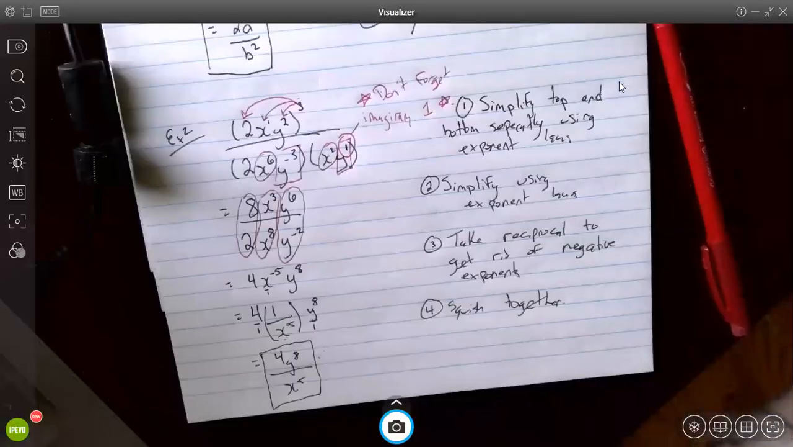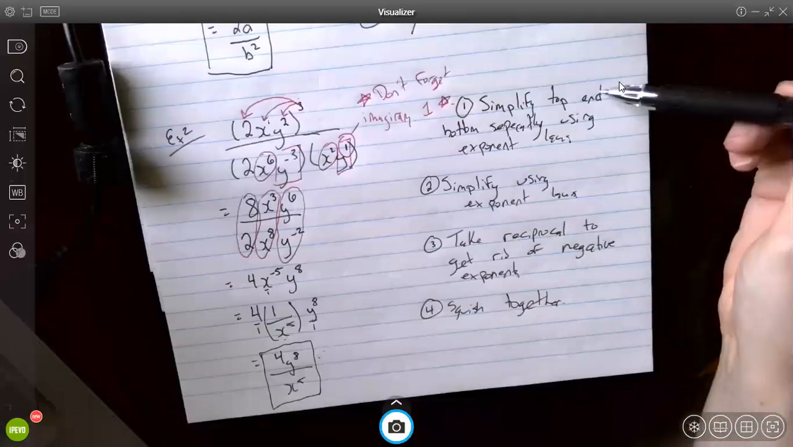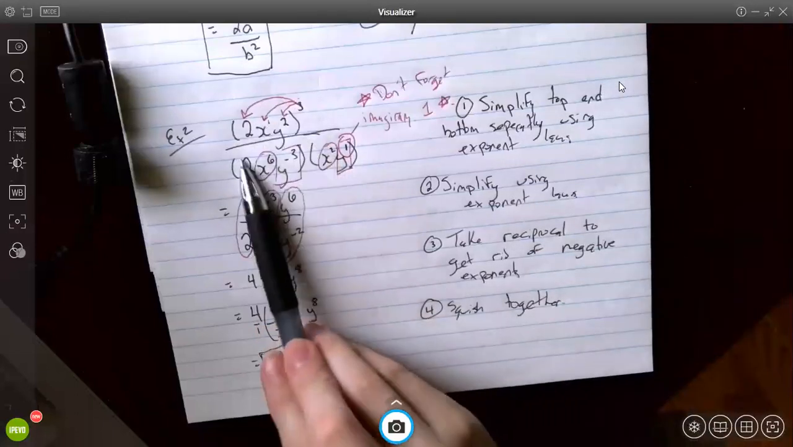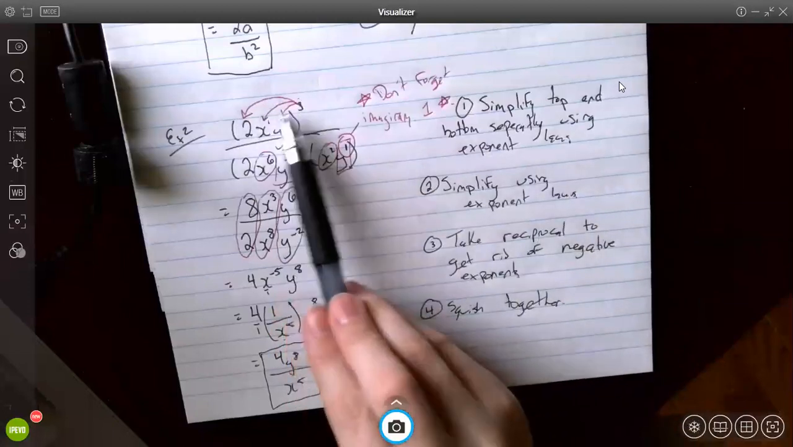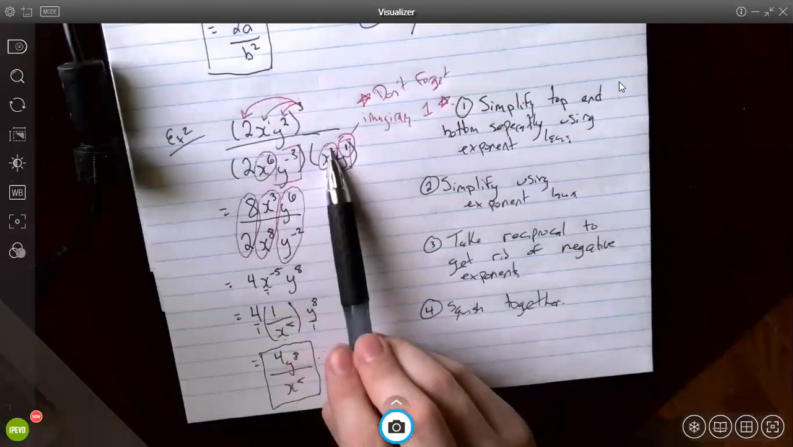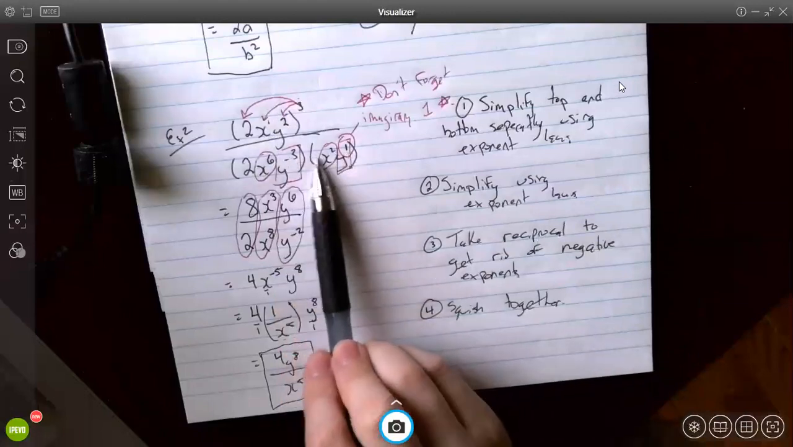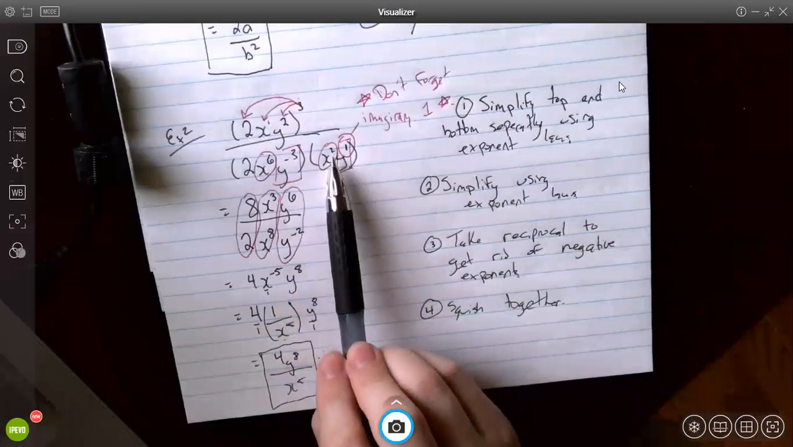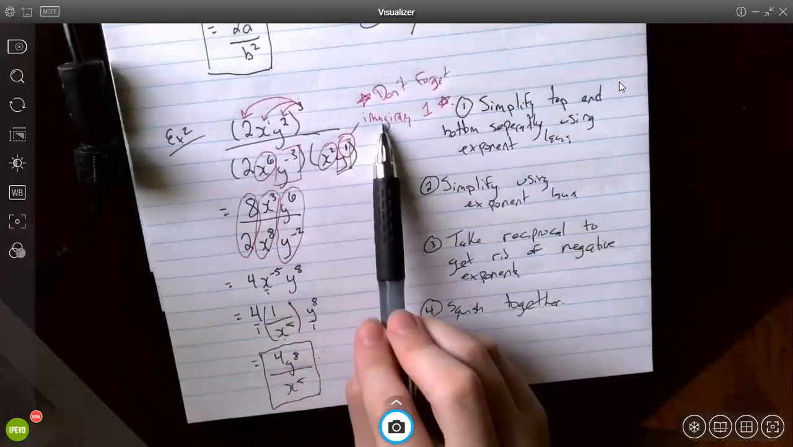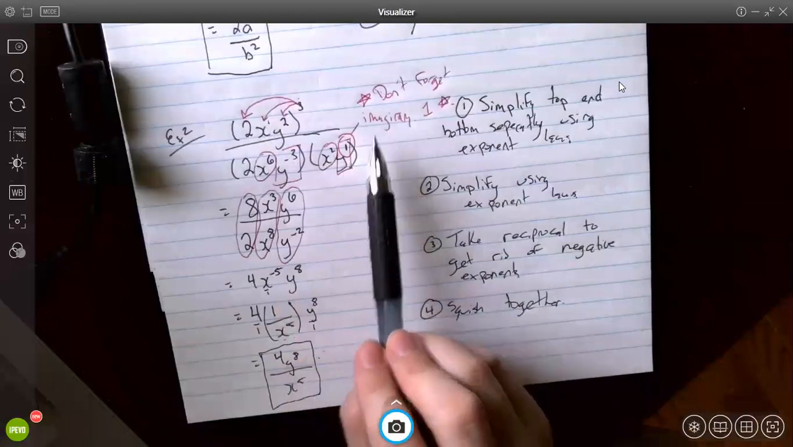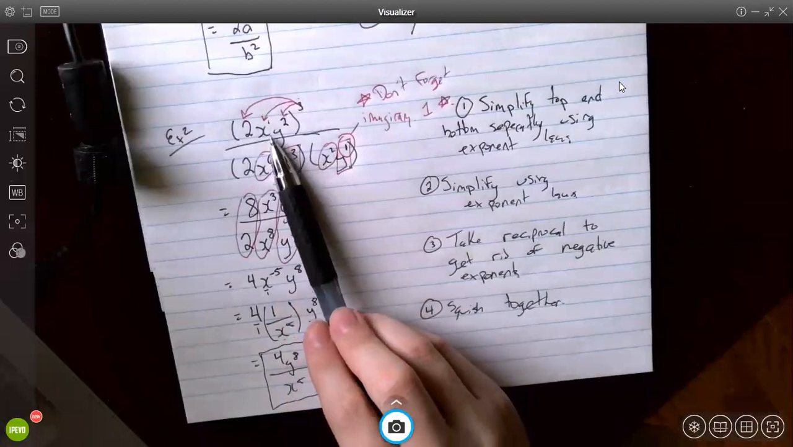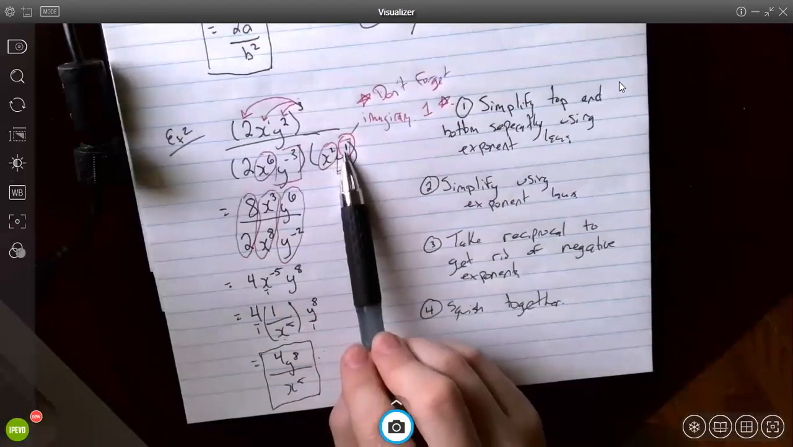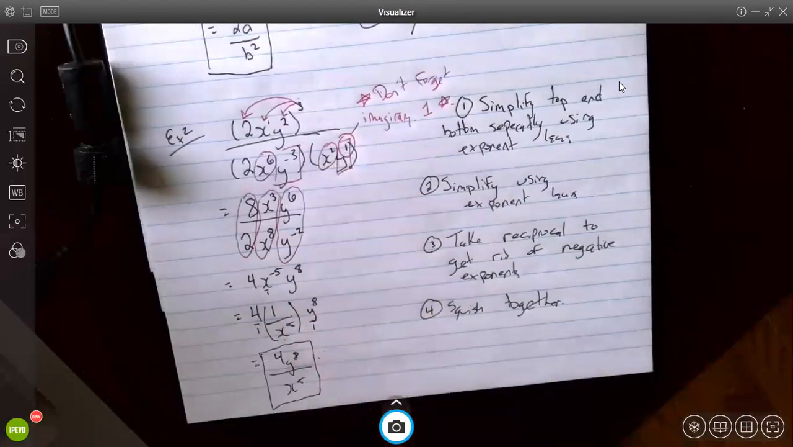Okay, so these are the steps that we took. So first we simplified the top and the bottom separately using our exponent laws. So multiplying in that external exponent and then adding our exponents when multiplying like bases. Again, don't forget that imaginary 1. So anytime you see a variable that does not have an exponent, write in a little imaginary 1 for it. It'll make using your exponent laws much easier.